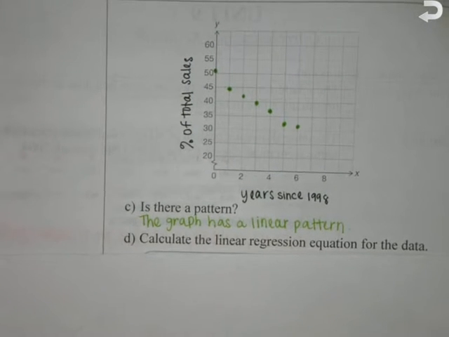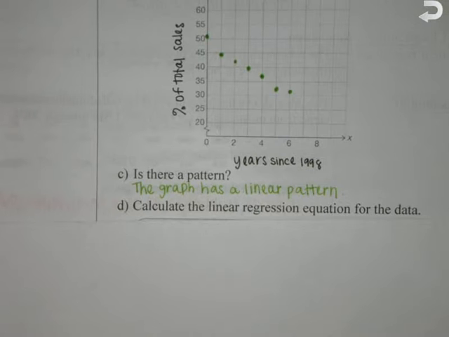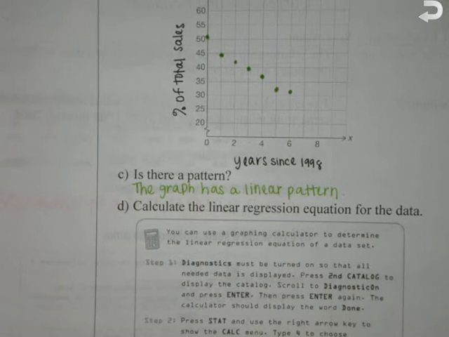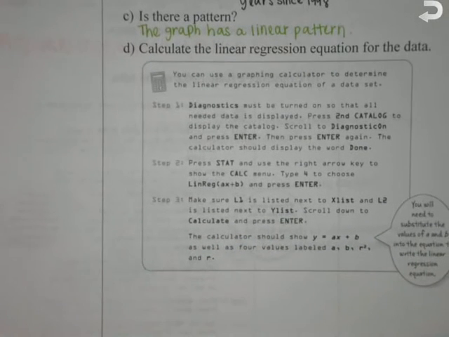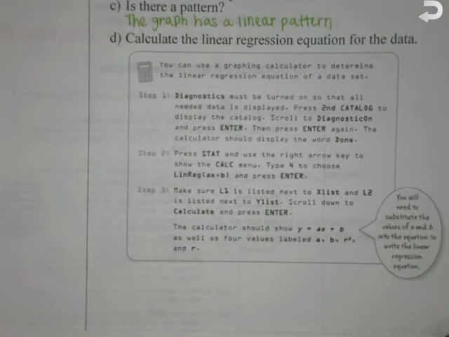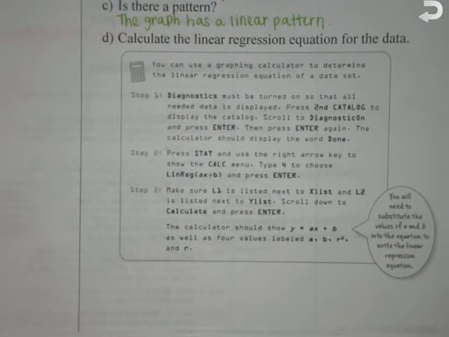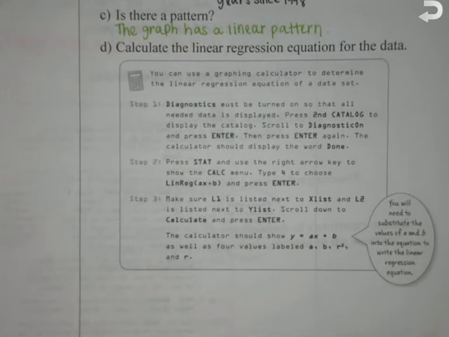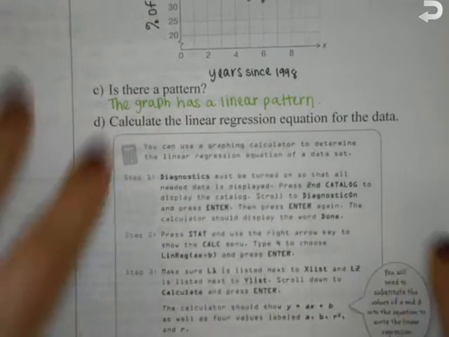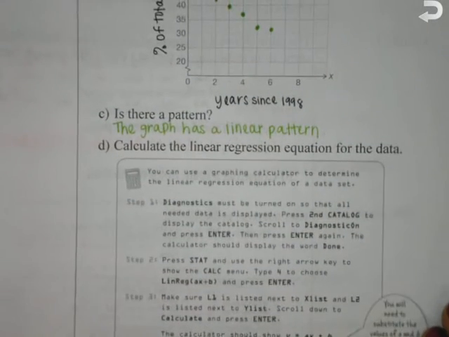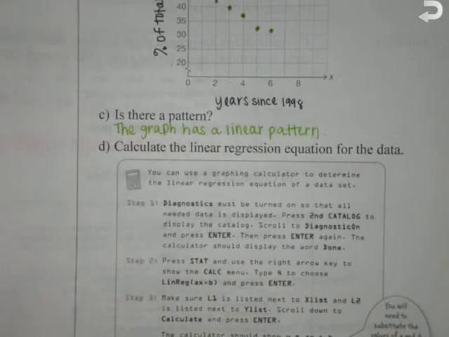So part D, we're going to calculate the linear regression equation for the data, and that's going to be the second set of instructions. So I want you to tape or glue that second set of instructions into your notes right now. What this set of instructions is going to do is calculate the linear regression equation. Remember, linear regression is finding the line of best fit.